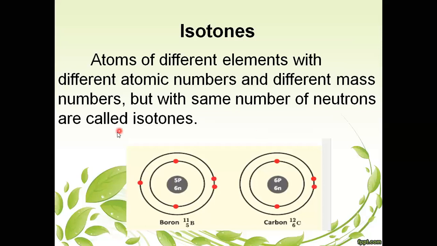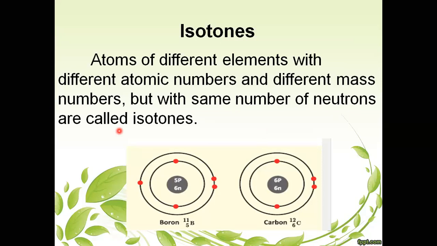Isotones. Isotones means different elements, different atomic number, different mass number, but same number of neutrons. That is isotones. For example, boron and carbon. Boron atom contains 5 protons, 6 neutrons. The mass number is 11, atomic number is 5. So carbon atom is 6 protons, 6 neutrons, atomic number is 6, mass number is 12.